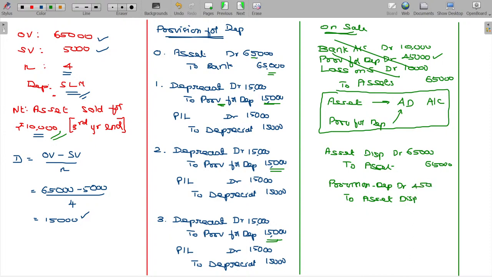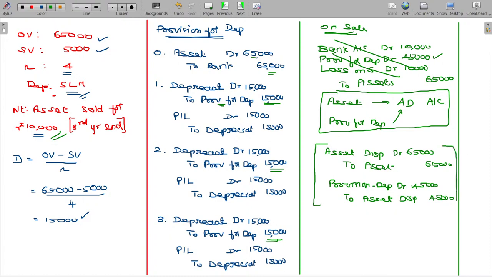Year on year you have created 15, and up to today 45,000 is there; you can transfer that. Okay, asset disposal account debit to asset, provision for depreciation to asset disposal account. If you merge these two and pass one entry, it will be asset disposal account 20, provision for depreciation 45 to asset 65. That is also fine, no problem. You can club these two entries.